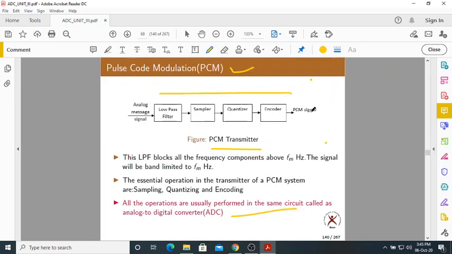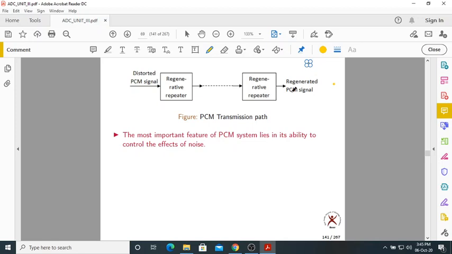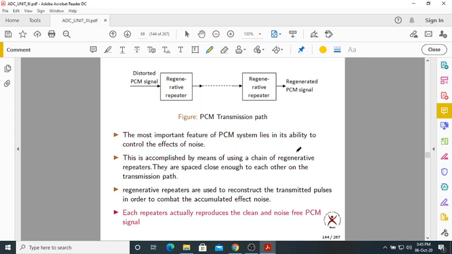Now, so here we got a PCM signal. Now we have to transmit that over a channel. Here there is something important that is called regenerative repeaters. What do you mean by that? The main job of these regenerative repeaters is that they reproduce clean and noise free PCM signals.